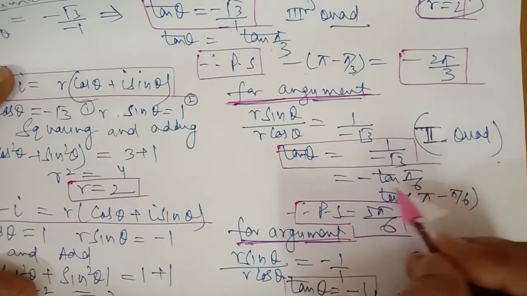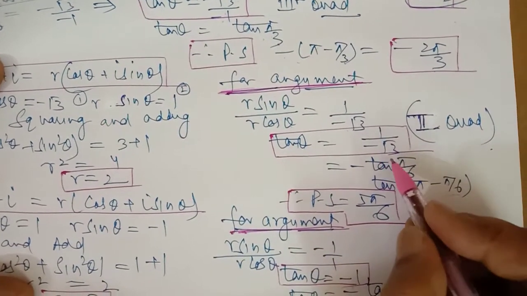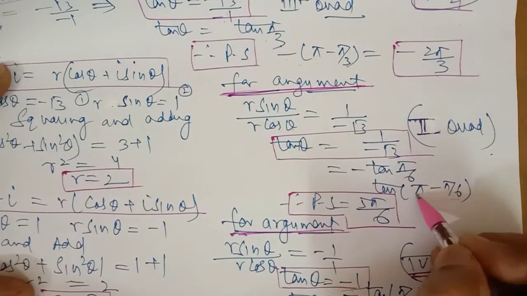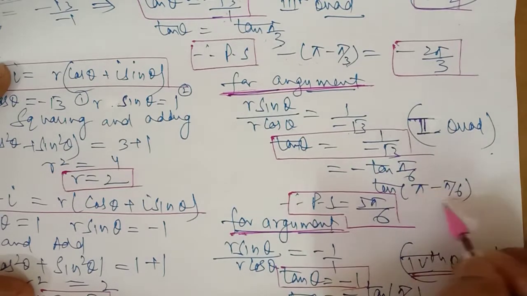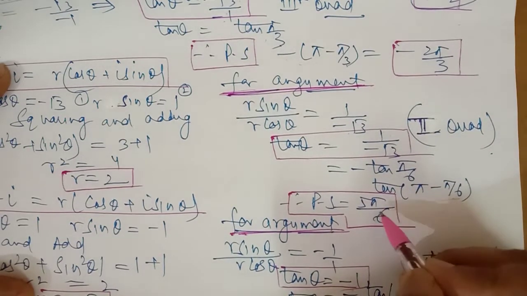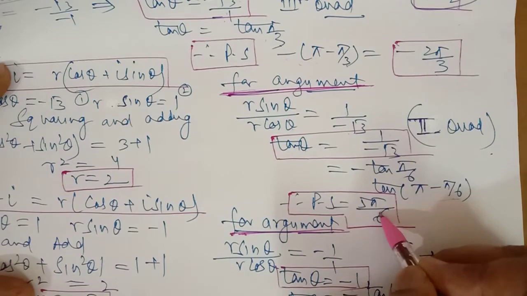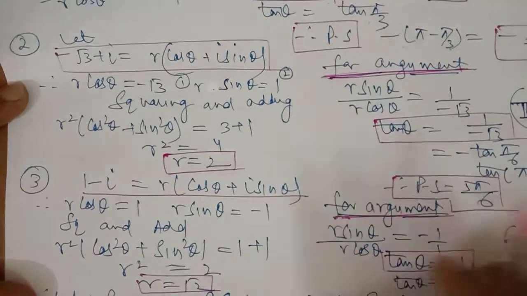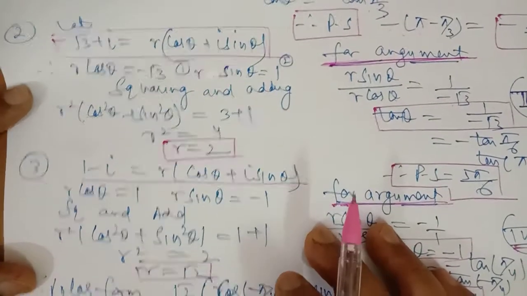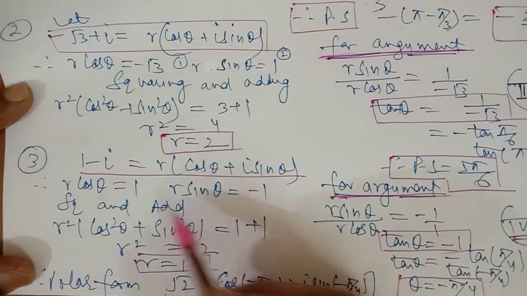1 upon root 3 is tan 30. You have to convert this into the second quadrant. You know that you can convert into the second quadrant by 180 minus theta, that is 180 minus pi by 6. So the principal argument comes out to be 5 pi by 6. So the principal argument of this complex number is 5 pi by 6 and its modulus is 2. So like this you have to do the questions of this exercise.